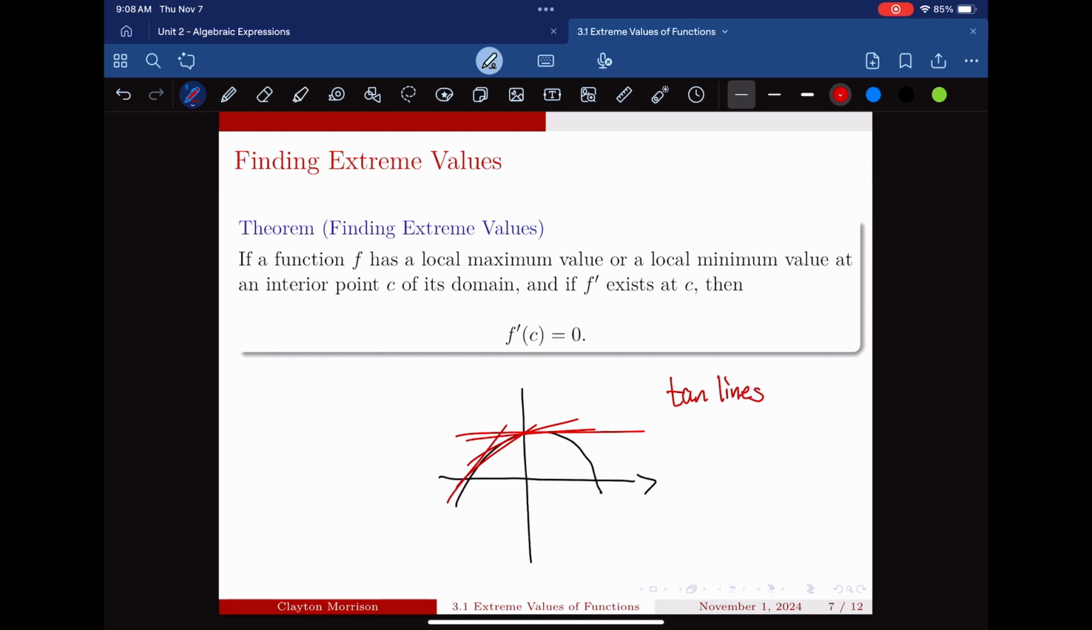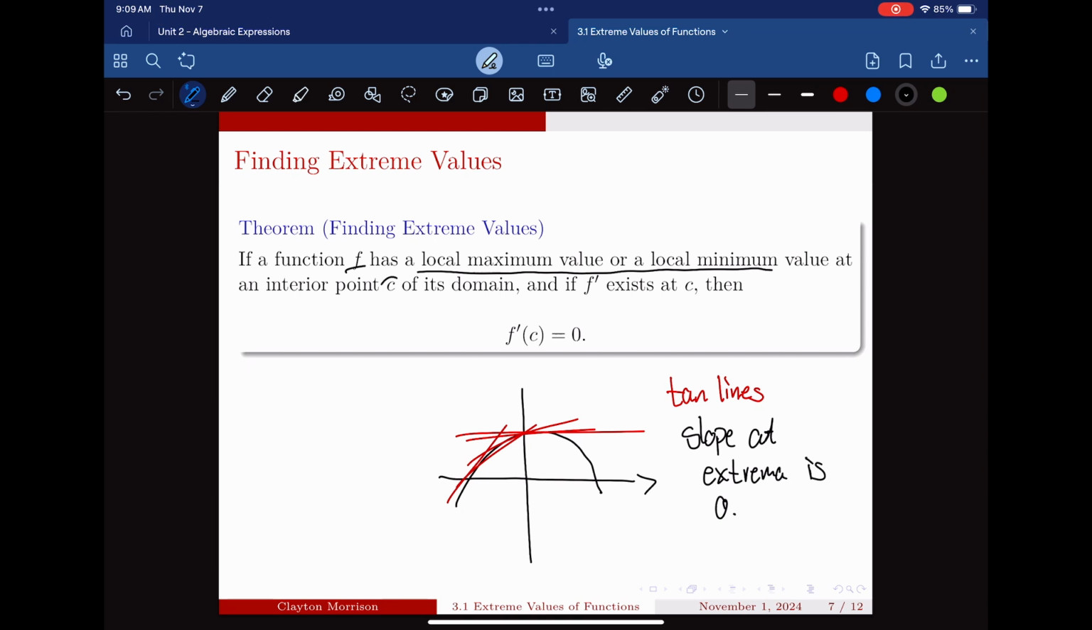have a slope. The slope of these guys at the extrema is 0. But if your tangent line slope is 0, that means your derivative is 0. That's really all it's saying. So formally it says if a function f has a local max or min, and remember, this does say local, so this works at any extreme that we're dealing with.